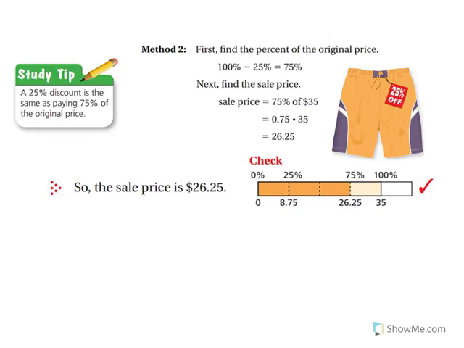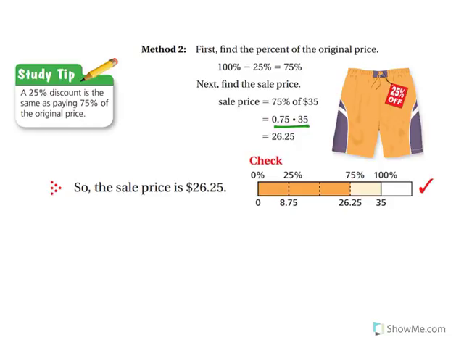Now, as we talked about when we were playing the game on Kahoot, there is another way of doing this. If we know that paying full price is paying 100%, and we're paying 25% off, then we're taking 100% and subtracting the 25%, so we're actually paying 75%. So that is the amount we're paying for the sale. So we could just do 75% times 35, and that would get us the sale price.